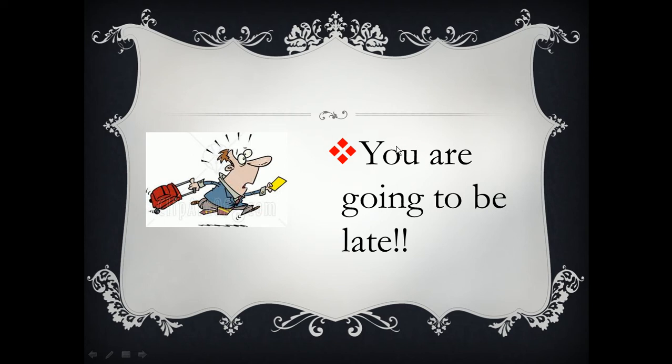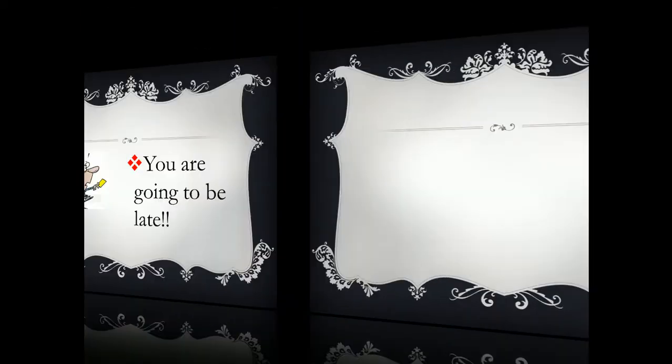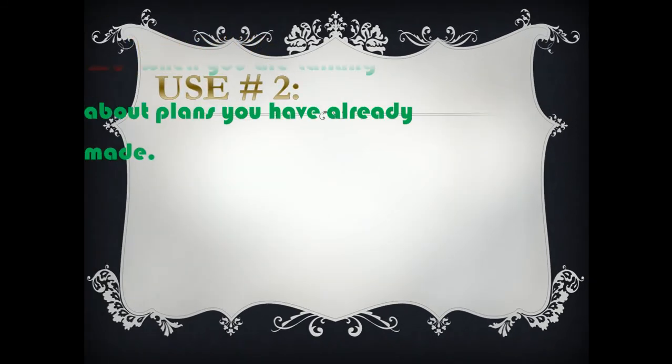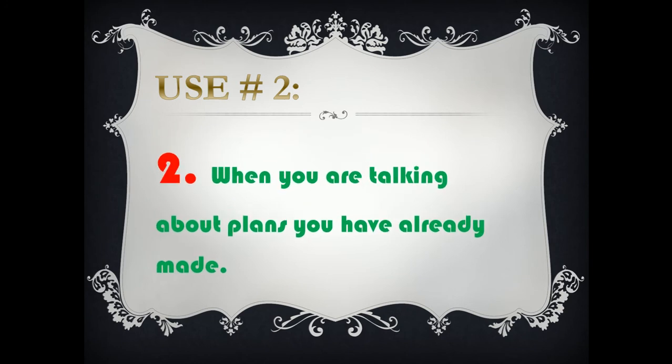We got the subject, to be conjugated, going to, and the verb in infinitive, and the complement. So this is the prediction, this is the present evidence, and this is the prediction. You are going to be late. Okay, this is use number one. Let's go for use number two. Use number two: when you're talking about plans you have already made.